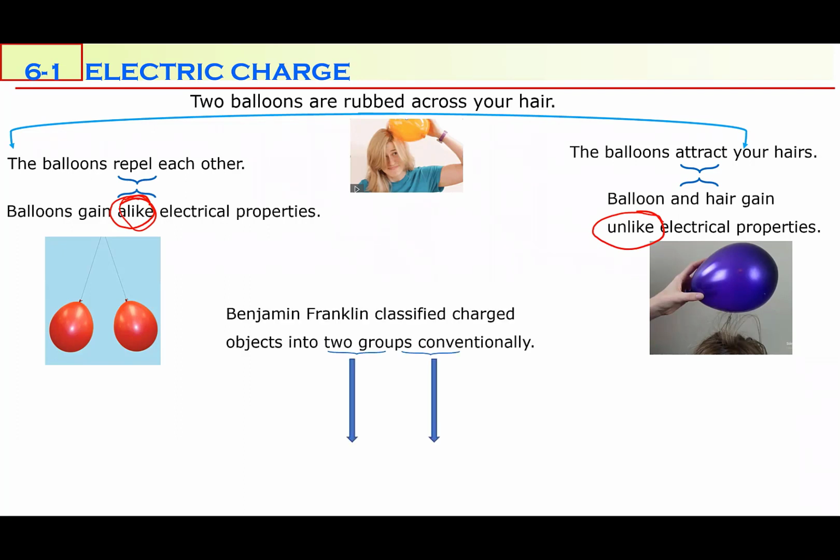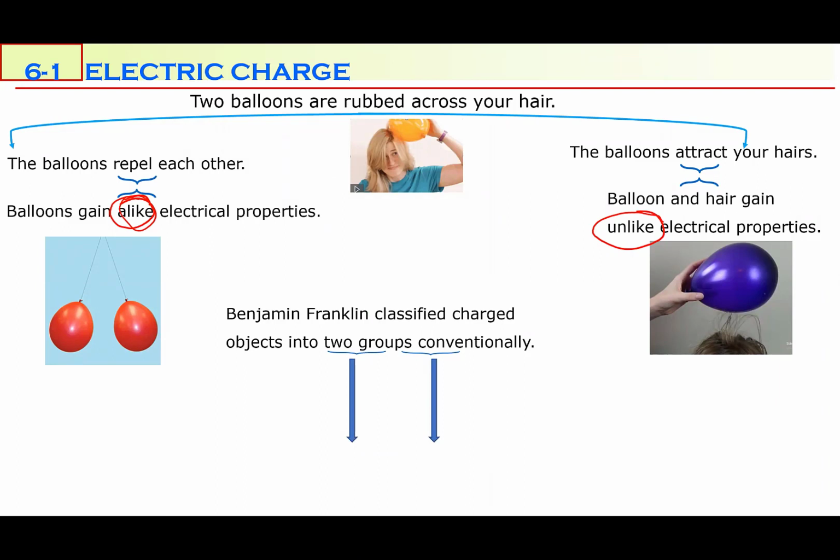So the first scientist who realized this is Benjamin Franklin. And he classified these two opposite behaviors of the electrical substances according to two groups of charges. He classified electric charges into two groups, conventionally. Conventional means just giving a name. We are going to talk about this word in chapter 5. What does convention mean? By convention.